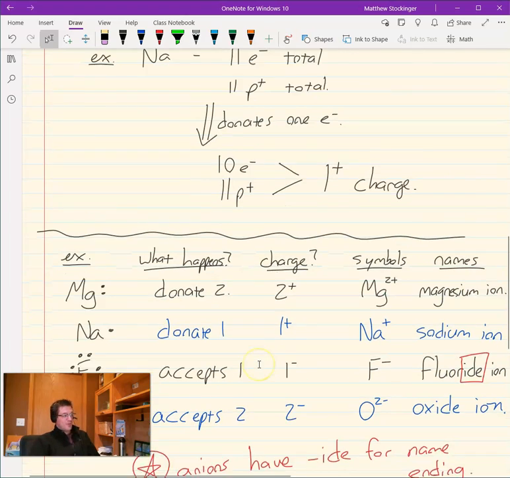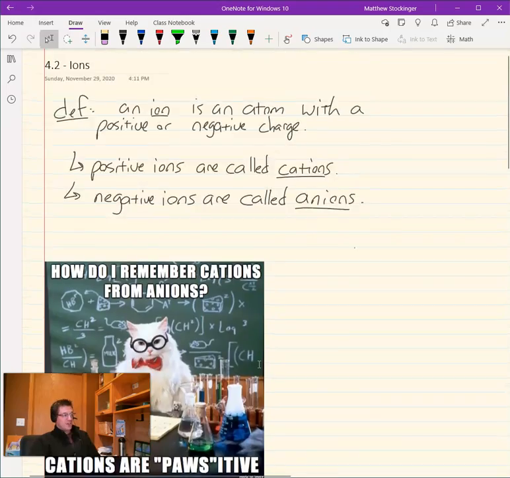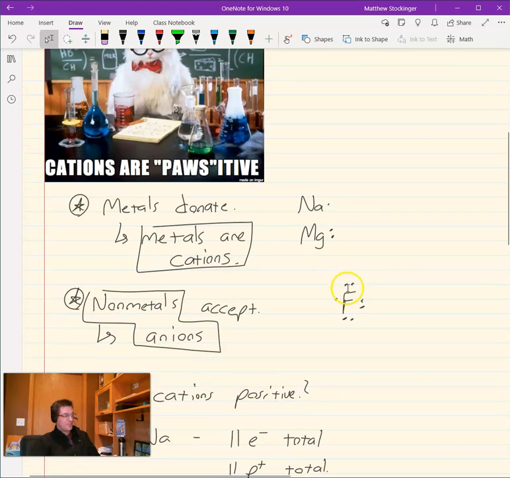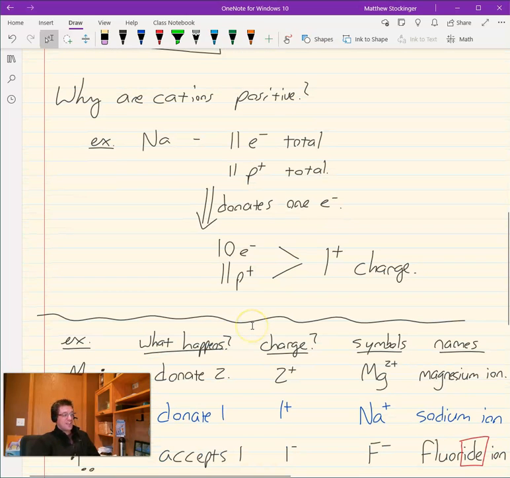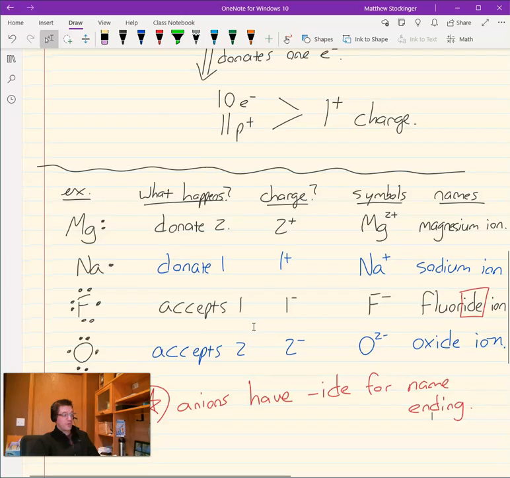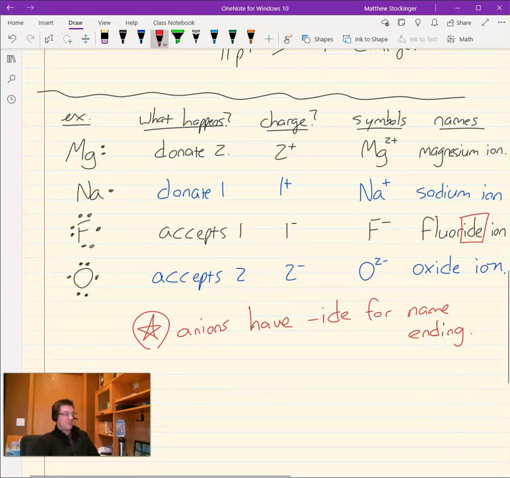And then just to sum all this up, this is only for ionic bonding. Okay? All of this is for donating and accepting. That's it. None of this has anything to do with covalent bonding. With sharing, you don't change the name endings, necessarily. So remember that this is all for ionic, and don't get the 2 sets of rules mixed up. Good job.